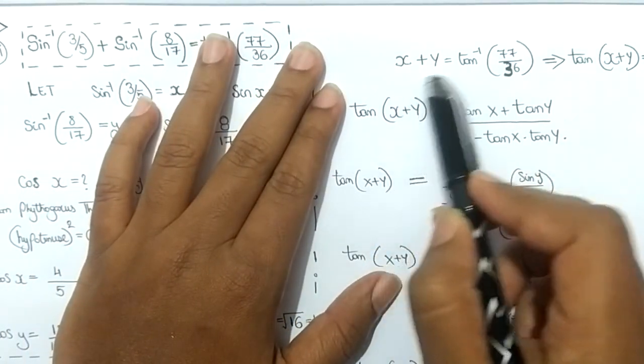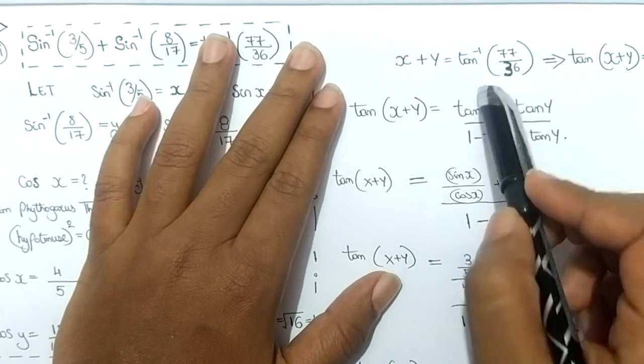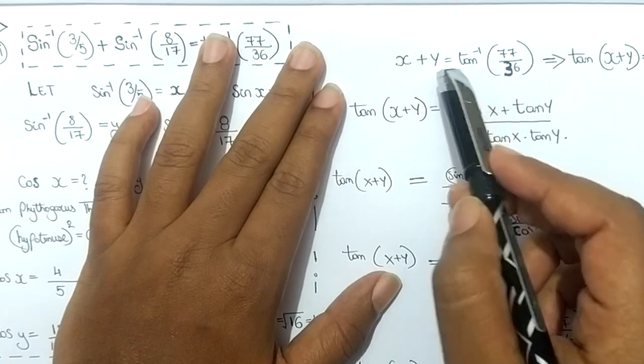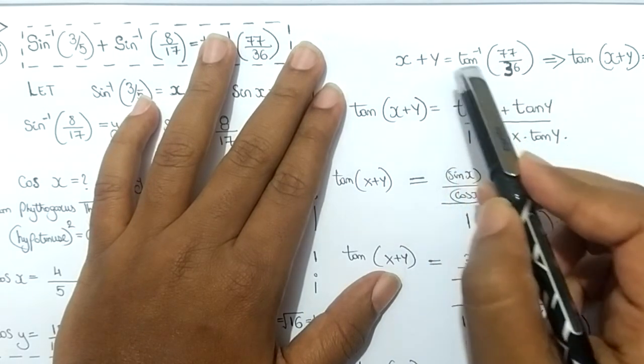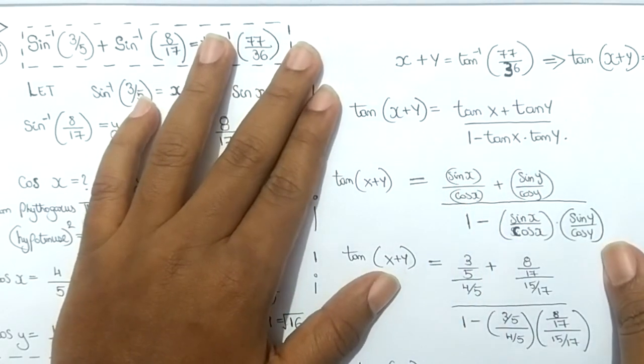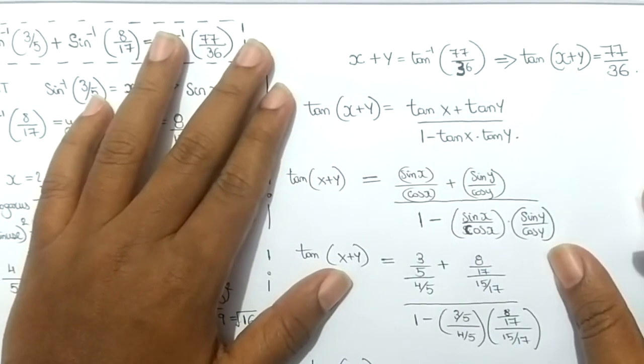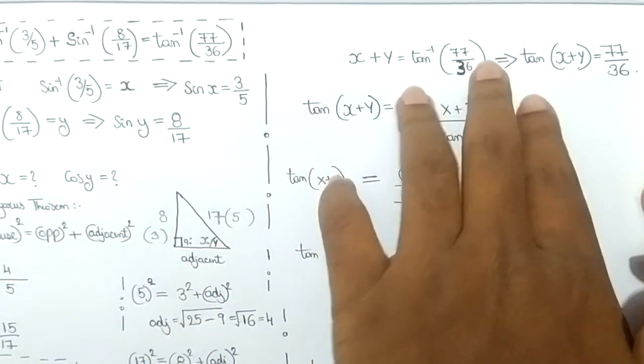Now x plus y is equal to tan inverse of the given number. Here you can see that taking tan inverse to the opposite side will give you tan of x plus y is equal to 77 by 36. Okay, you know why we did this.